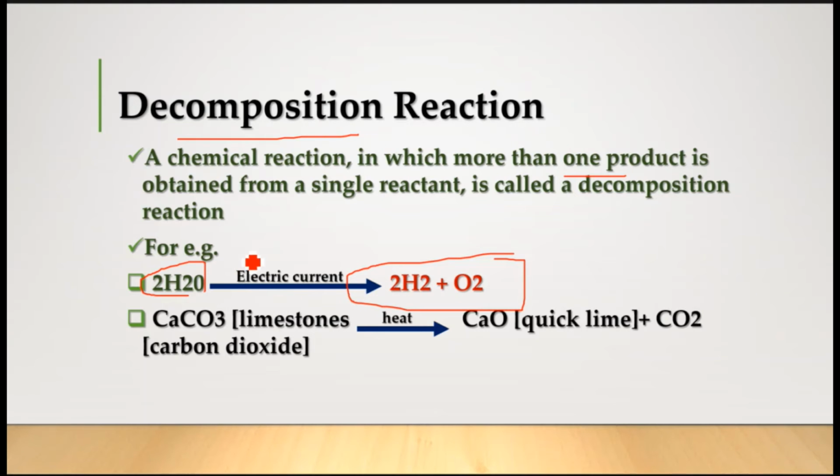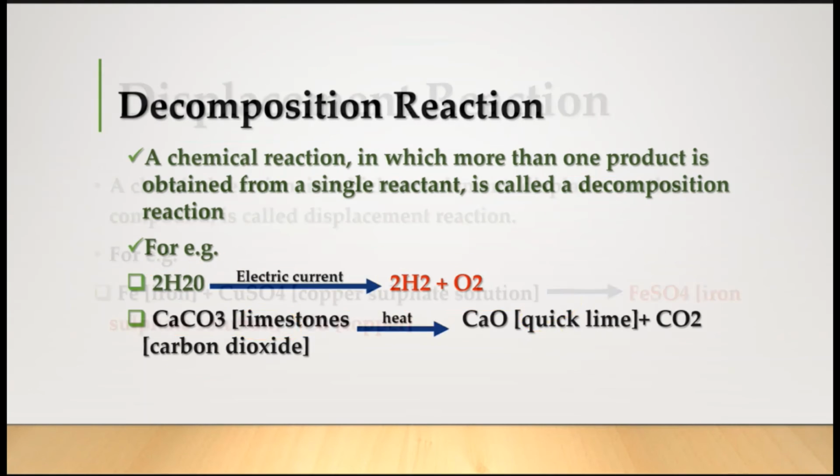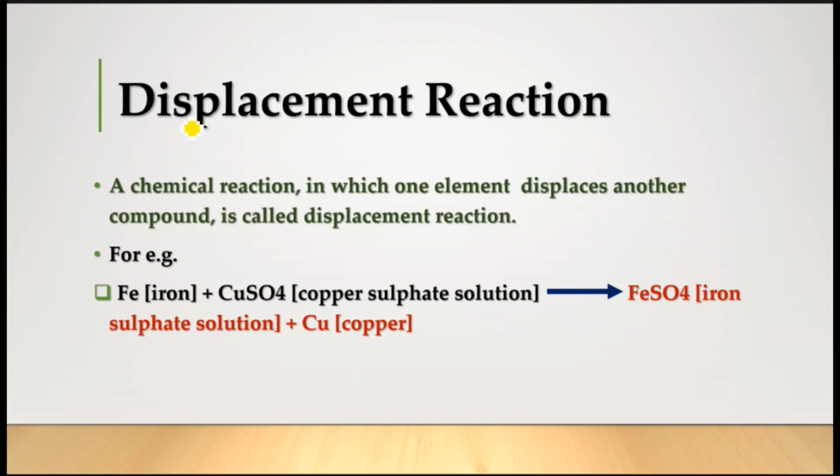So how does it happen? By electric current or heat. So here CaO is quicklime and CO2 is carbon dioxide, we already know, and CaCO3 is limestone. So limestone and quicklime we need to memorize. So let's move forward.